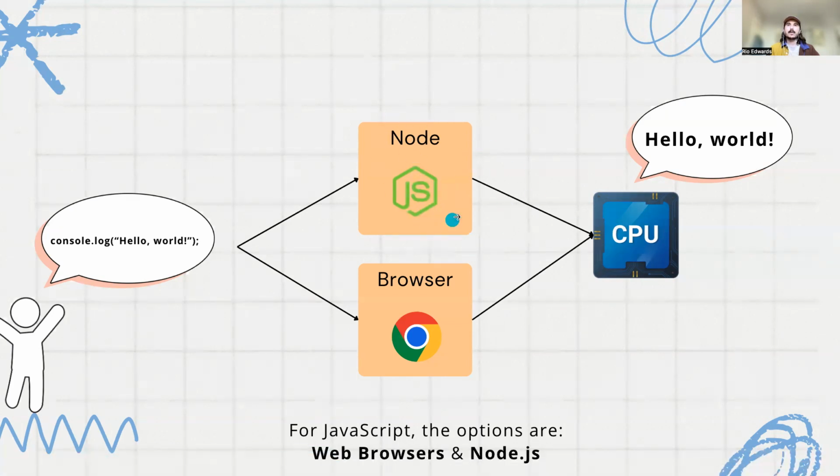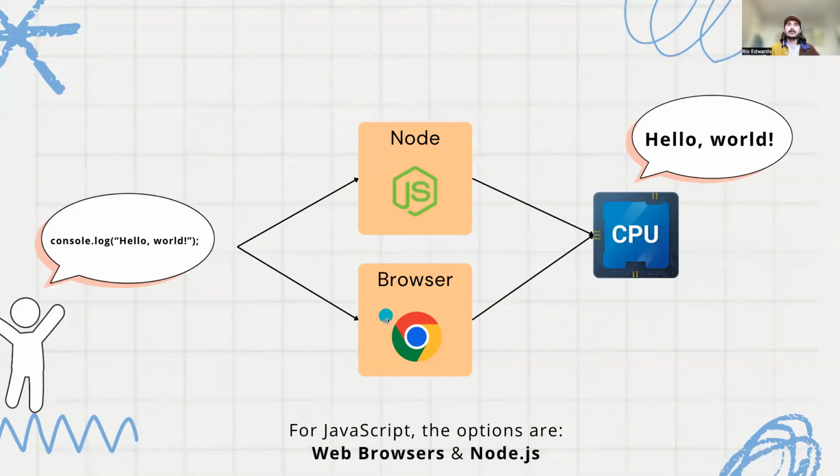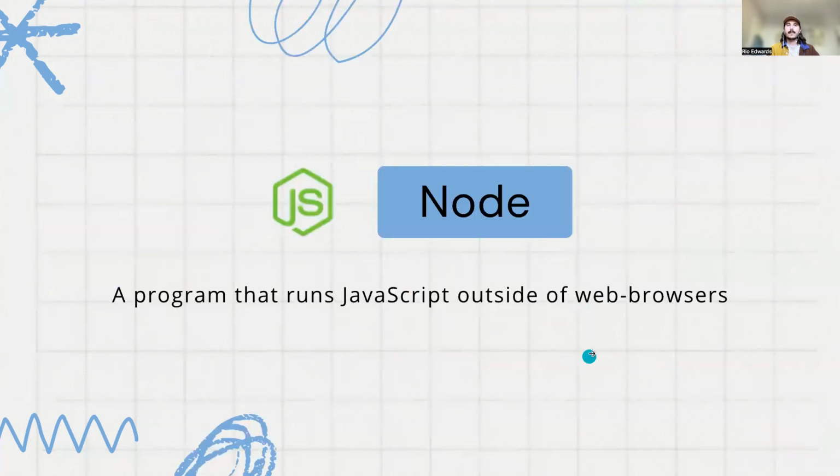And it's a program. You can download Node, and all of you have it so far. If you've been writing in React, you need Node to make that work. So there's basically two different places that JavaScript can run. One of them is in your web browser. So your web browser can do the translation for you, or Node. Node is a program that runs JavaScript outside of web browsers.